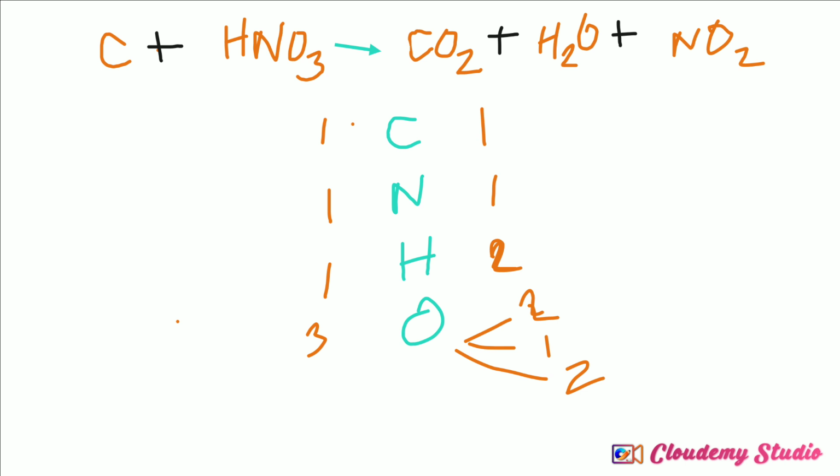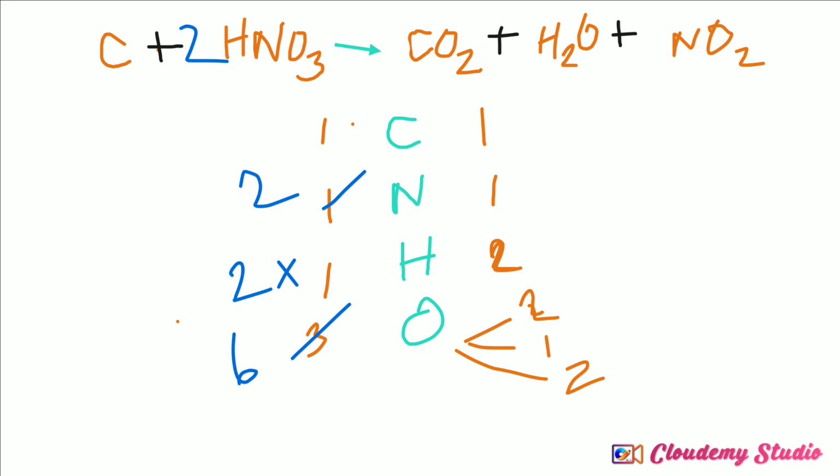When we check hydrogen, the right hand side has 2 times, but the left hand side 1 time, therefore we can multiply this 1 into 2. So this 2 has to be written as a coefficient of nitric acid. When we multiply nitric acid by 2, what atoms will change at the left hand side? Nitrogen will change. This 1 will become 2 times now. And oxygen also will change. 2 times 3 is equal to 6 times.